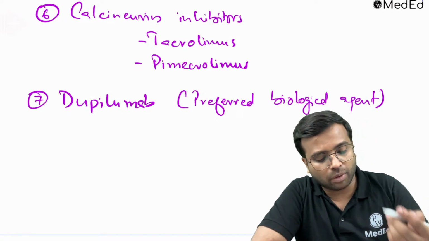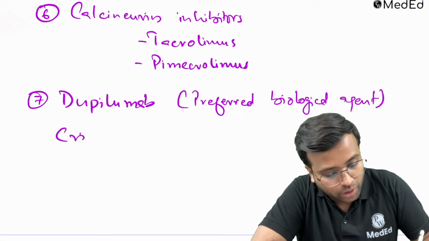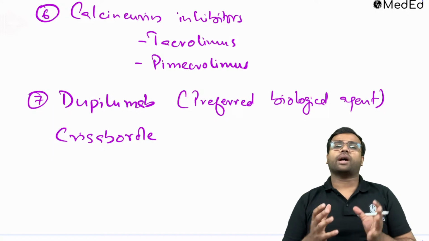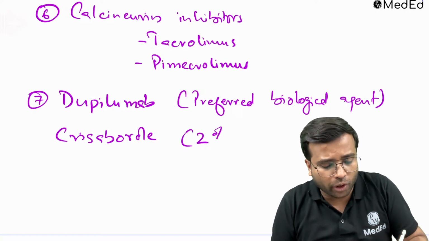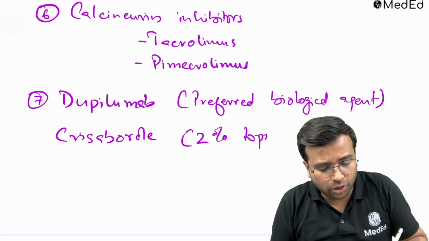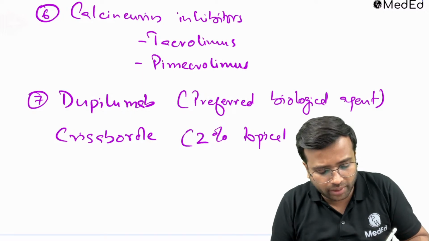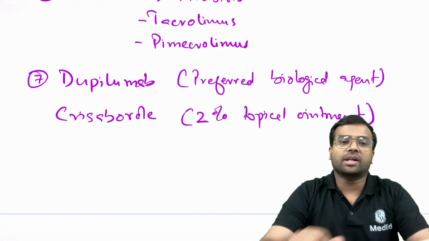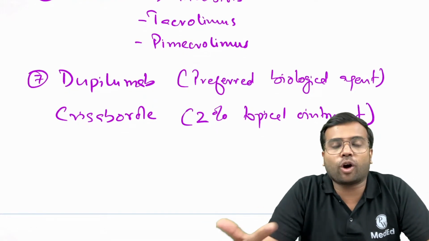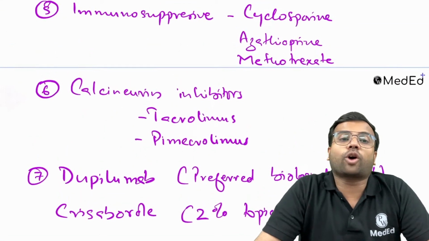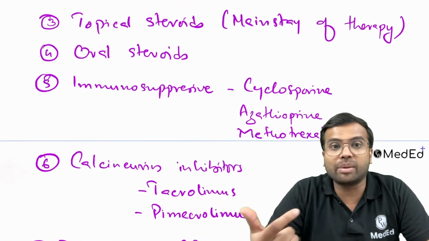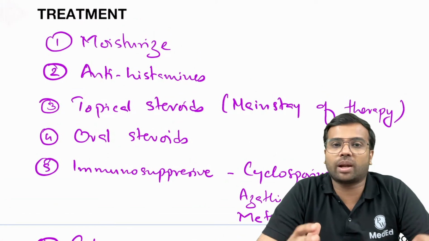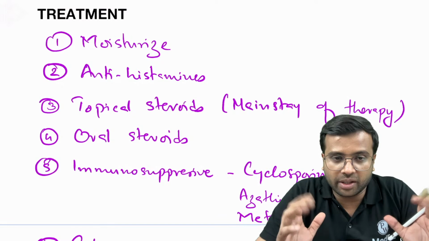Along with that, some of the newer drugs which are also being used include crisaborole. Crisaborole is available as a 2% topical ointment, a preparation available for the management of atopic dermatitis. So crisaborole, dupilumab, along with calcineurin inhibitors, topical steroids, oral steroids, immunosuppressive agents, all these things can be used. Antihistamines can also help you to bring down the itchiness.